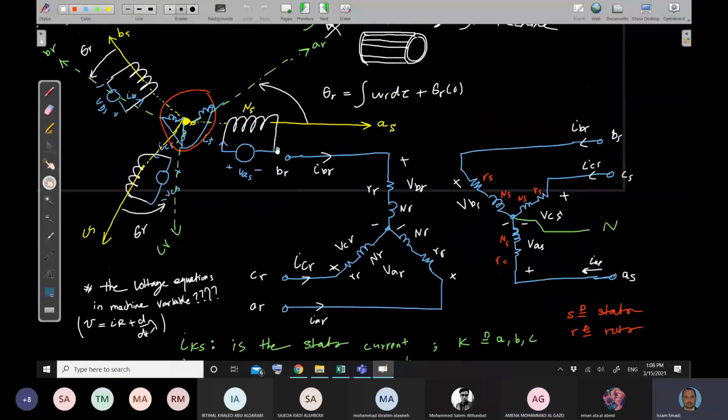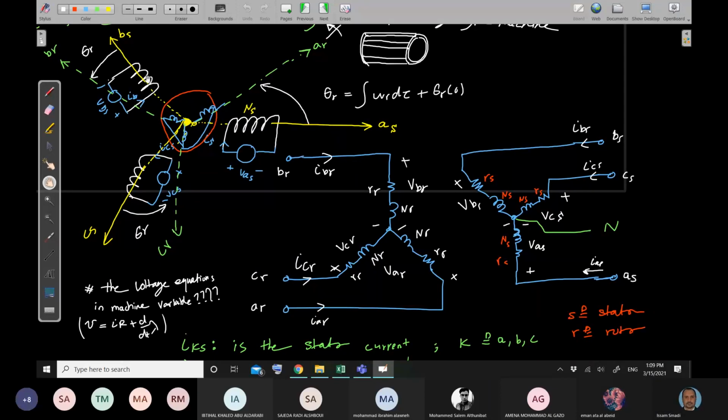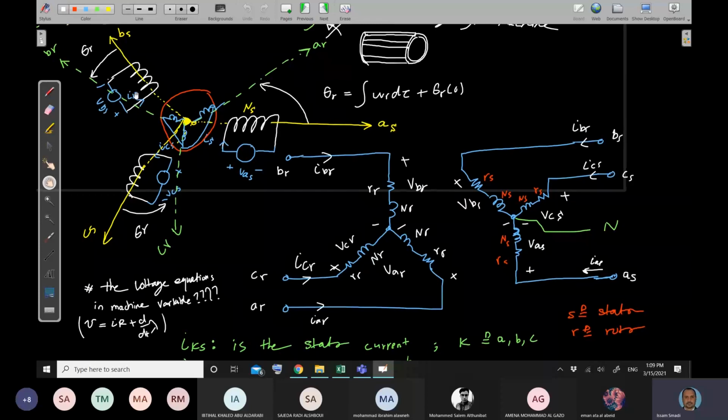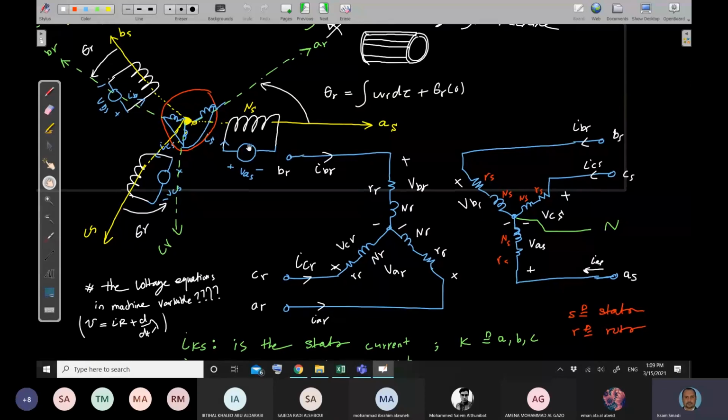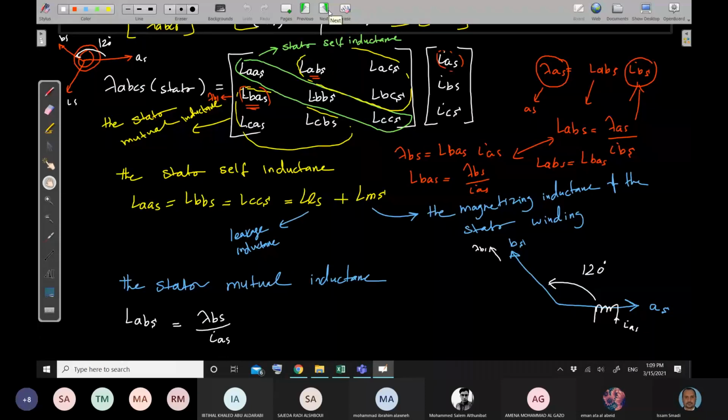So if I'm having current flowing here, this current will generate flux. This flux not only links NS, but will also link the coil for phase B and the coil for phase C. The part of the flux that links only coil A is called the leakage flux.